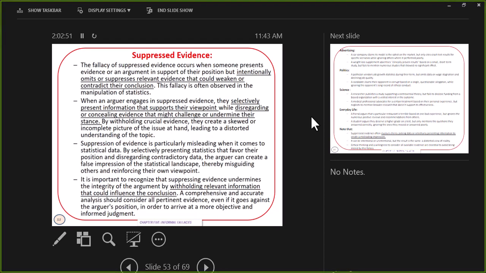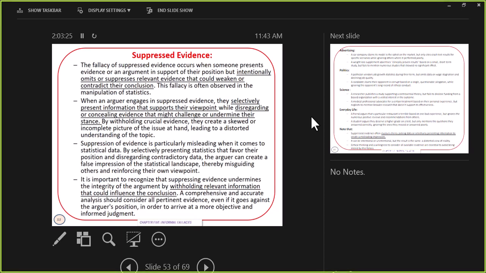So the conclusion or the entire argument can seem strong enough, but the mentioned premises are superficial. As the name implies, the substantial evidence is suppressed, ignored, or hidden from the general argument. Intentionally, the arguer or writer tries to omit or suppress relevant evidence that could weaken or contradict their conclusion. This fallacy is often observed in manipulation of statistics.